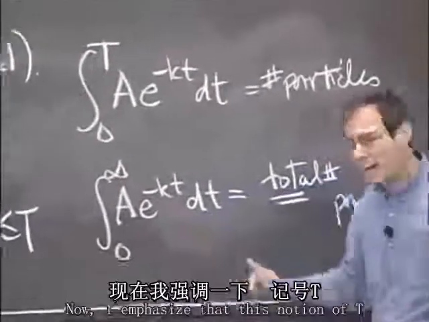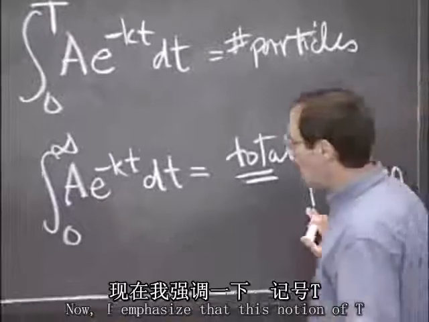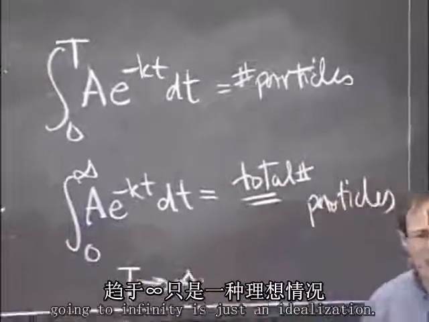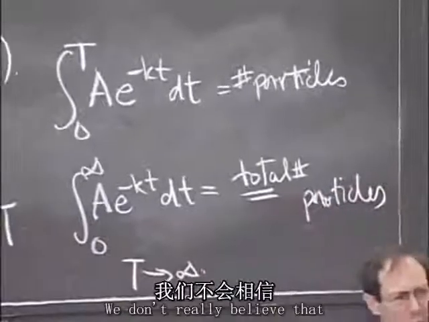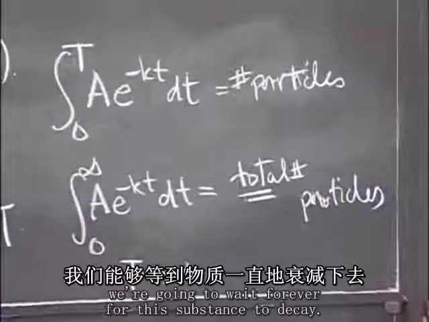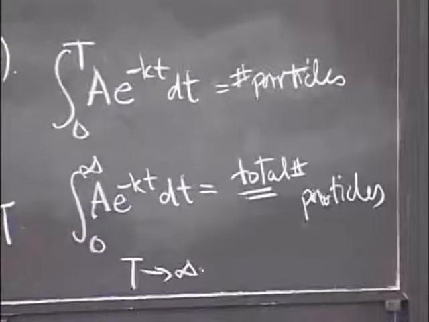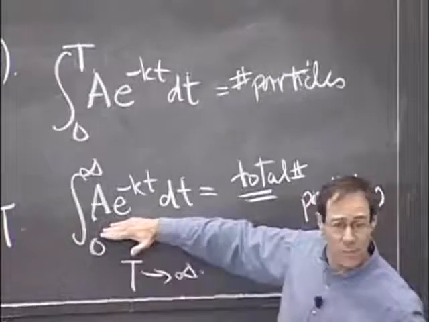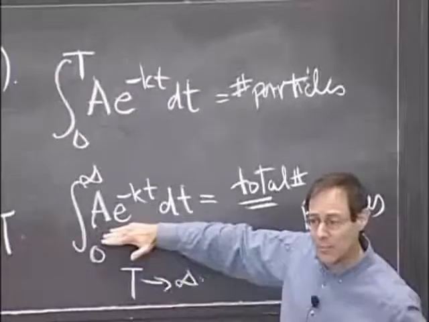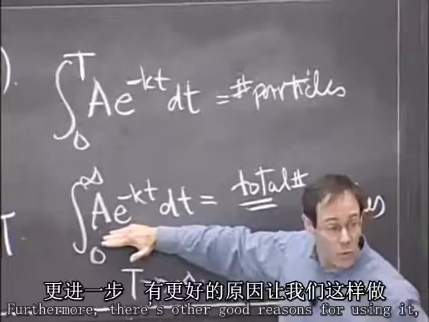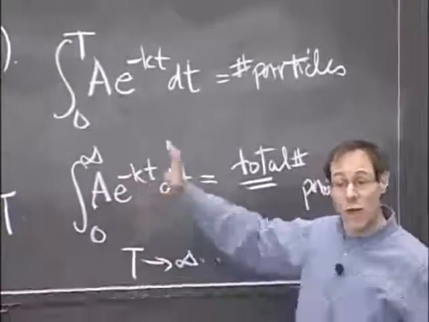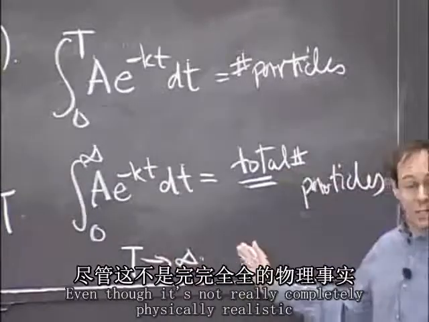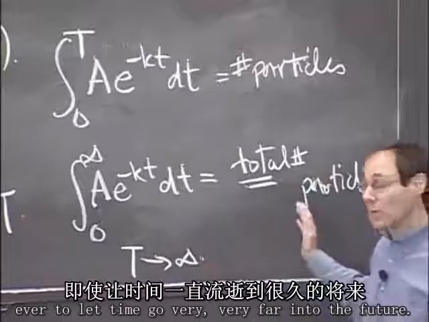Now, I emphasize that this notion of T going to infinity is just an idealization. We don't really believe that we're going to wait forever for this substance to decay. Nevertheless, as theorists, we write down this quantity, and we use it all the time. Furthermore, there's other good reasons for using it and why physicists accept it immediately, even though it's not completely physically realistic ever to let time go very, very far into the future.